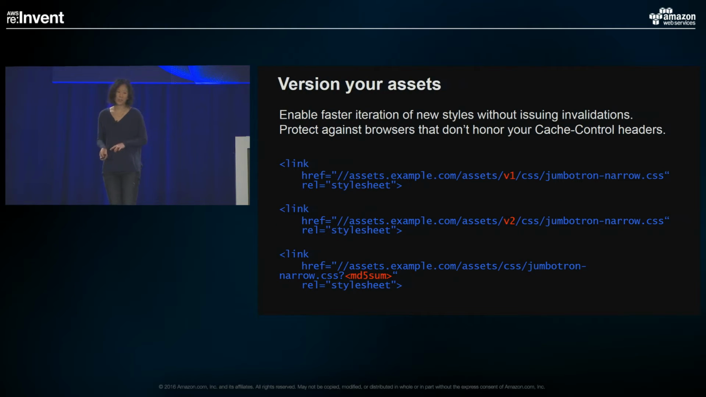Next tip, version your assets. While CloudFront supports invalidating objects, it's much easier to roll forward and roll back any content that you're getting errors with by just versioning the URLs that you have. So in this case, you can add a version ID, or if you want to obfuscate it a little bit more, you can add a file size or an MD5 sum. If you are using an MD5 sum, you will want to enable query string forwarding to your origin.